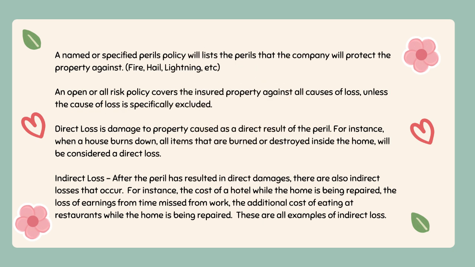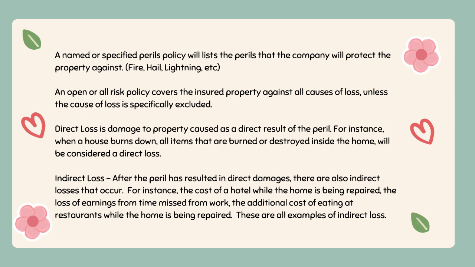A named or specified perils policy will list the perils that the company will protect the property against: fire, hail, etc. An open or all-risk policy covers the insured property against all causes of loss unless the cause of loss is specifically excluded.